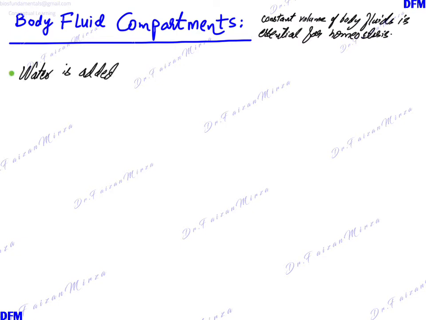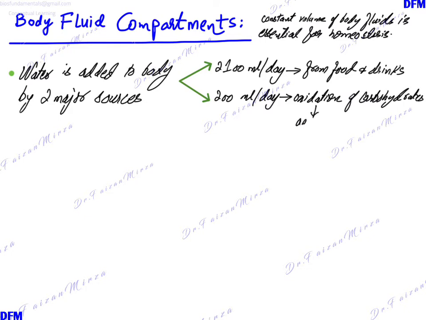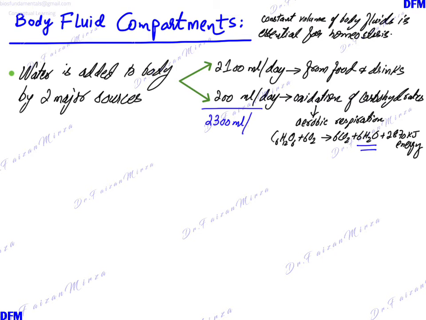Water is added to our body by two major sources. 2100 ml per day is added from food and drinks, and 200 ml is added by the oxidation of carbohydrates in aerobic respiration. The equation of aerobic respiration can be recalled, where a glucose molecule, C6H12O6, is oxidized using 6 oxygen molecules to 2 carbon dioxide molecules plus 6 water, and 2870 kilojoules of energy is produced. This adds up to 2300 ml of water per day which is added to the body.